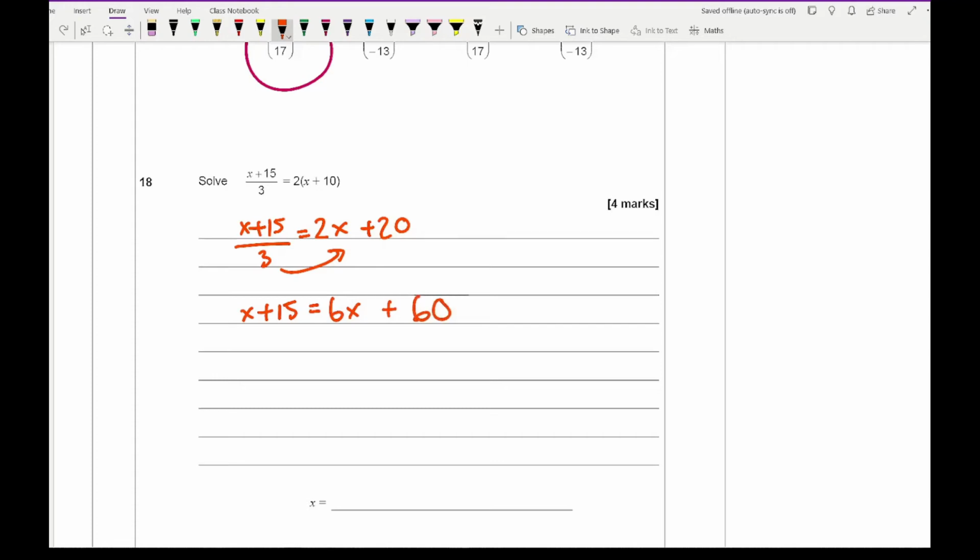And then it just becomes a double-sided equation. So I take the x over. So I've got 15 equals 5x plus 60. Then take the 60 over to the other side by subtracting. So here I'm going to end up with minus 45 equals 5x. Divide by 5, which gives me x equals -9.